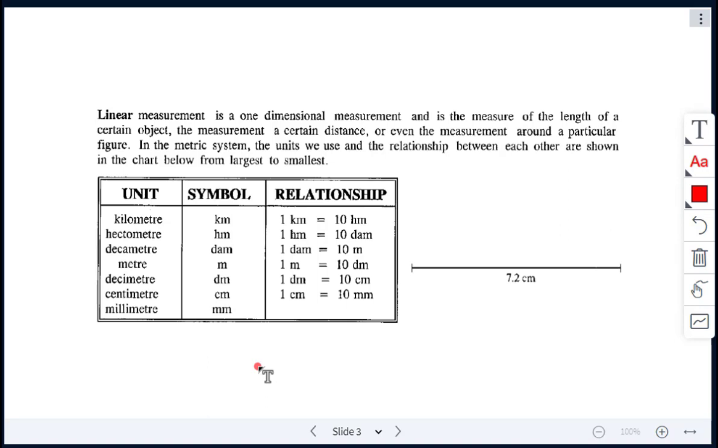So recall from the video, linear measurement is a one-dimensional measurement. So you're just measuring the length of an object. It could be a certain distance. It could be the measurement around a particular figure. So here in this chart, which is provided in your modules, you can see some of those conversions. And this here is just an example of a line that is measured 7.2 centimeters.